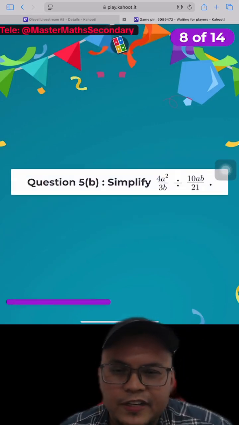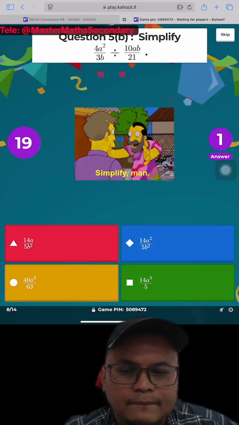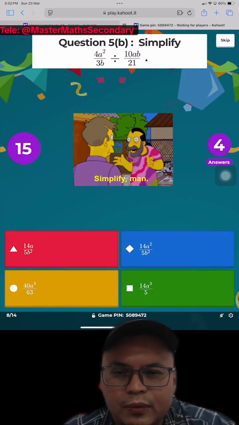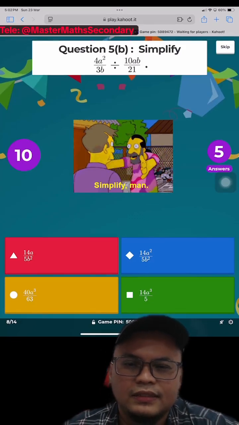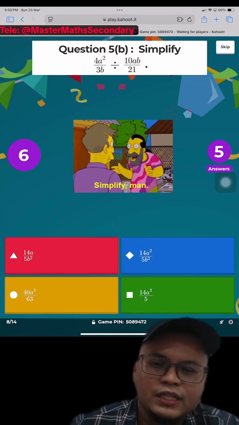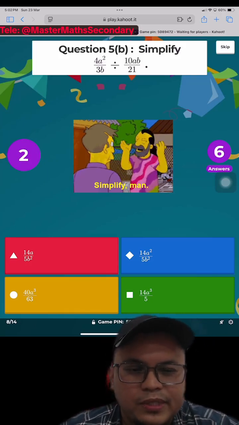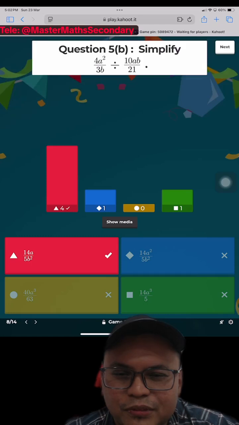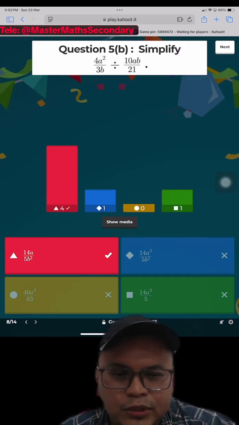Okay, question number 5B. Now this is another indices question whereby you're supposed to simplify the fractions. You have one fraction divided by another fraction, right? So you've got to keep, change and flip. This is something that you guys learned since primary school, right? So what you do is keep the first fraction, change. Wow, that was fast. Okay, most of you are able to get this right. Wow. Okay, so I'll explain the answers in a while, guys.